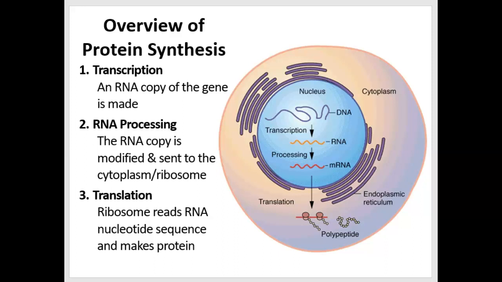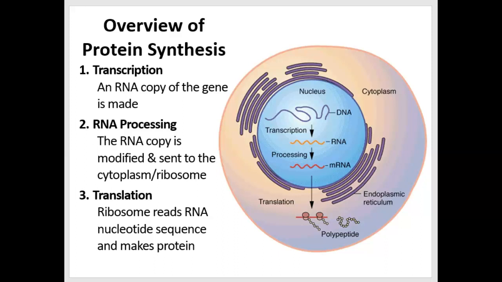During transcription, this first step, a complementary RNA copy of the gene is made. This RNA copy is called the primary transcript. During the second step, called RNA processing, the primary transcript is modified. The end product of this step is called messenger RNA, or mRNA for short.